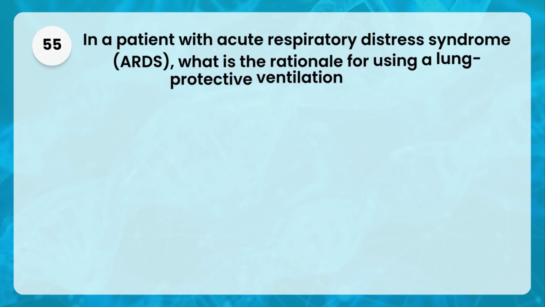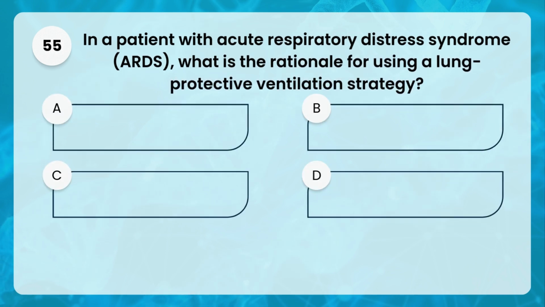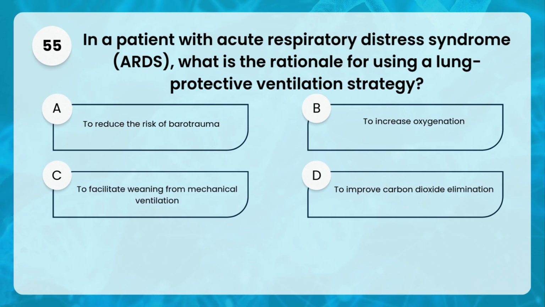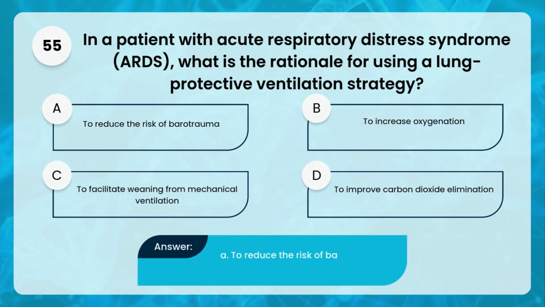55. In a patient with acute respiratory distress syndrome, ARDS, what is the rationale for using a lung protective ventilation strategy? A. To reduce the risk of barotrauma, B. To increase oxygenation, C. To facilitate weaning from mechanical ventilation, or D. To improve carbon dioxide elimination? The answer is A. To reduce the risk of barotrauma.